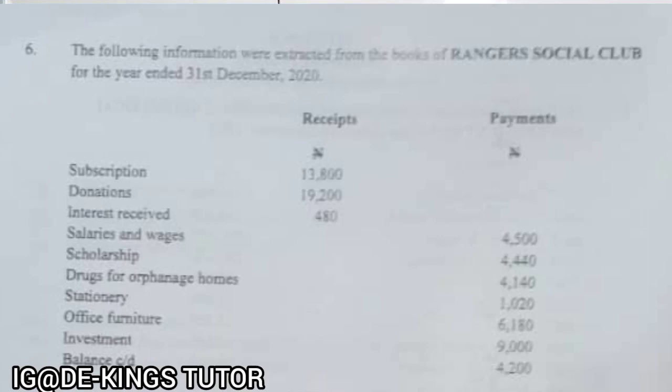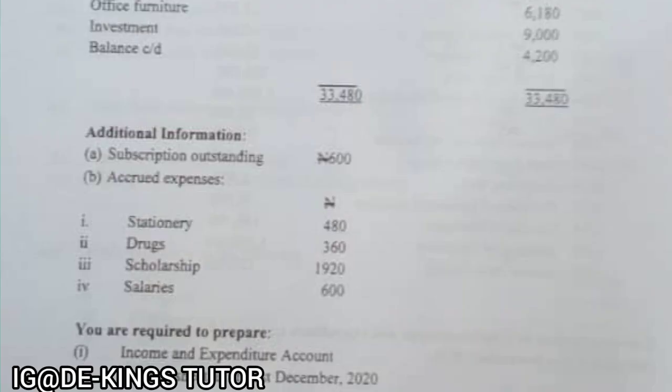Now, the question said, the following information were extracted from the books of Rangers Social Club for the year ended 31st December 2020. First one, receipts: subscription 13,800, donations 19,200, interest received 480. I also have payments: salaries and wages 45, scholarship 4,440, drug for orphanage homes 4,140, stationery 1,020, office furniture 6,180, investment 9,000, and we have a balance carried down of 4,200. Everything sums up to be 33,480.